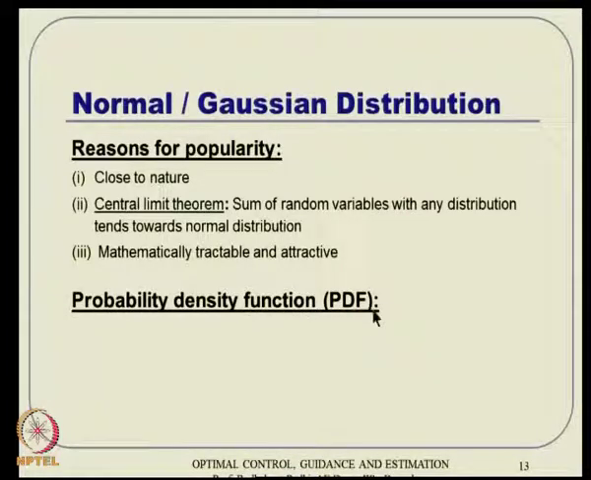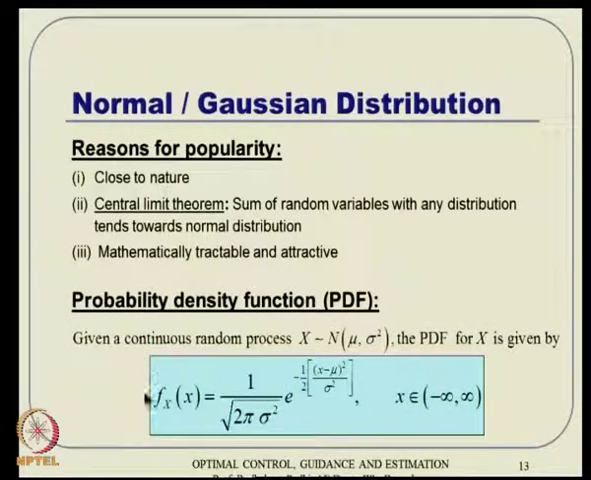And what is the probability density function associated with that? It is characterized by mu and sigma square. This probability density function turns out to be 1 over square root of 2 pi sigma square times exponential of minus half of this thing, where x varies from minus infinity to plus infinity. You take any value of x, the density function will give you a number.